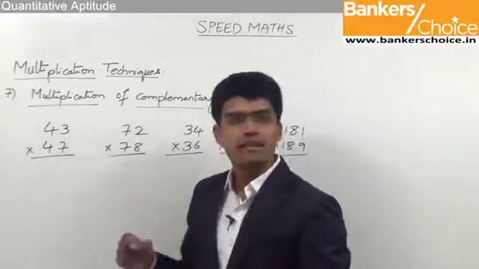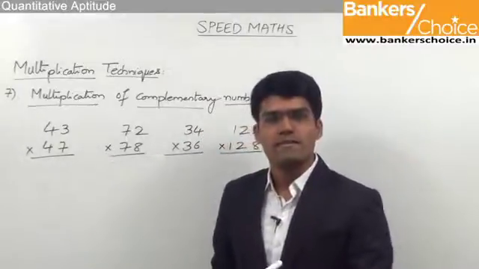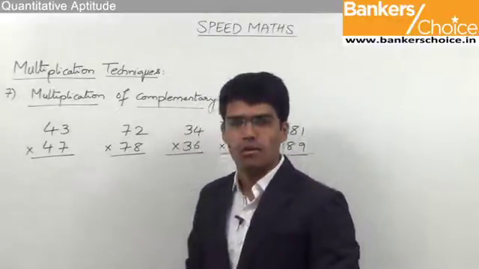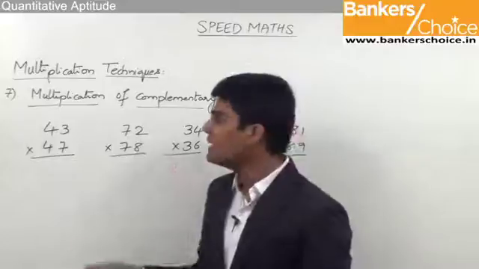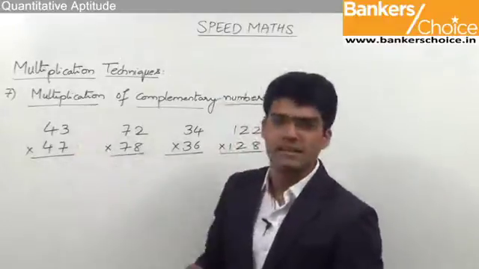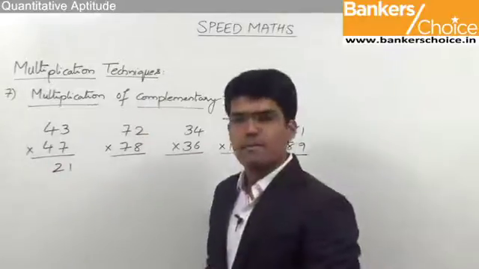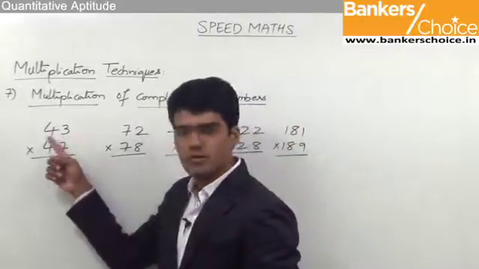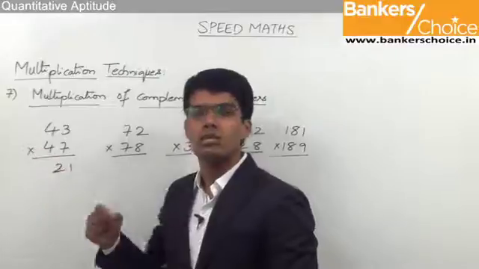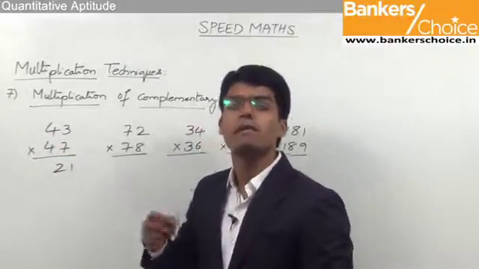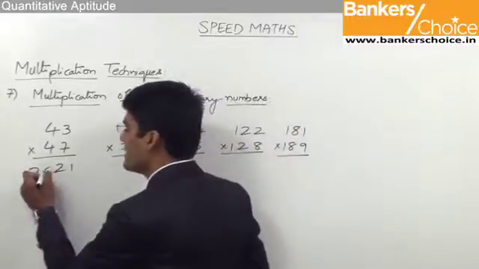So 3 into 7 is 21. Now as we have seen in the previous example, we write only 1 in the answer and 2 gets carried forward. But when the numbers are complementary, we can directly write 21 itself in the answer. So 3 into 7, 21 comes in the answer. And the next step here is the remaining part of the number, that is 4 into the next higher whole number. So the number which comes after 4 is 5. So 4 into 5, 20. So that 20 is the remaining part of the answer.